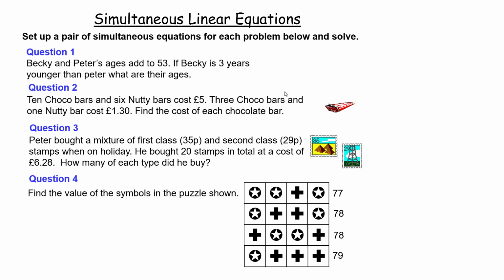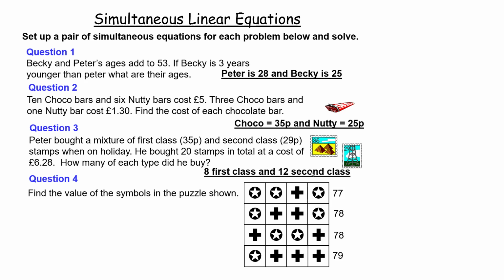Okay, let's have a look at the solutions then. Becky and Peter's ages add up to 53. Becky is 3 years younger than Peter. What are their ages? And you should have 28 and 35. Question 2. With the chocolates, Choco 35, Nutty 25. Question 3. 8 first class and 12 second class. And question 4. Stars are 19 and the value of the pluses is 20.